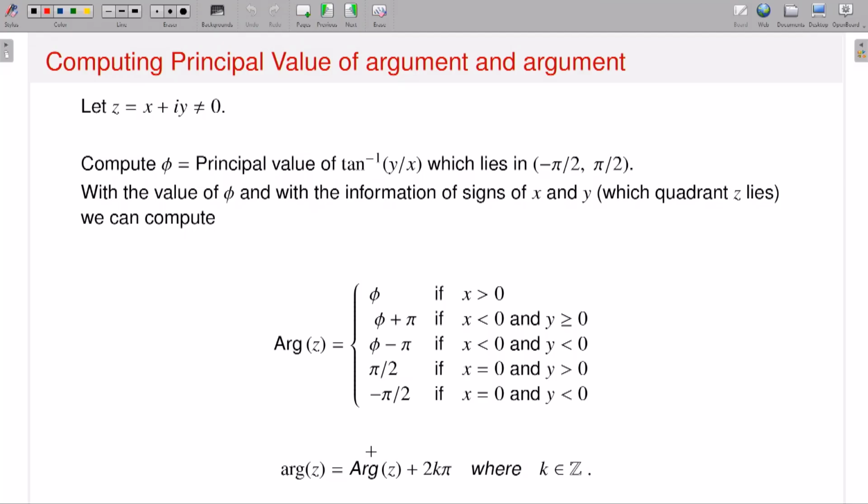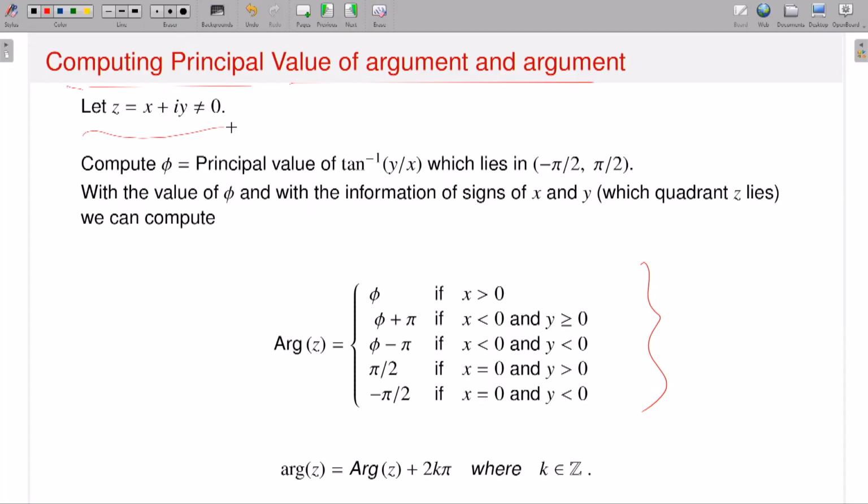But the question is, which theta lies in minus pi to pi? So there is a formula. If you know this formula, then given a non-zero complex number, you can easily calculate the principal argument. This is just for calculation or computing purposes. So I am writing: computing the principal value of an argument, or principal argument.